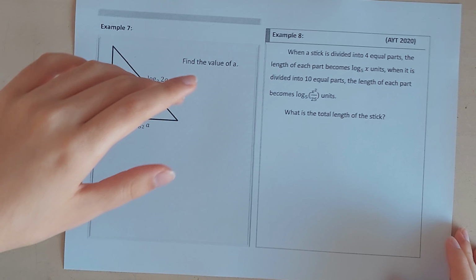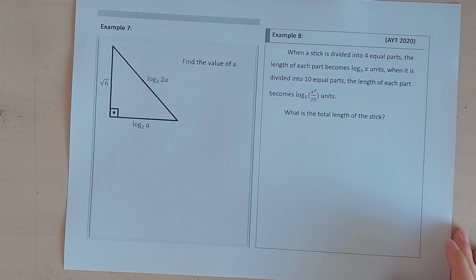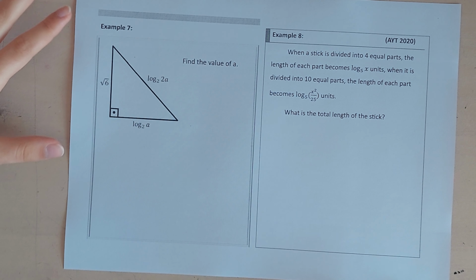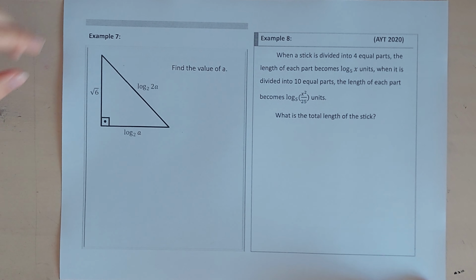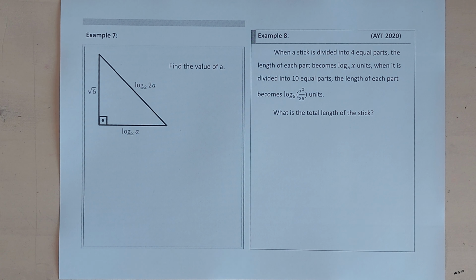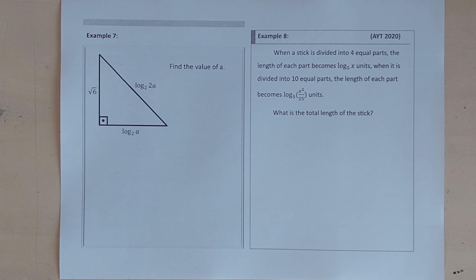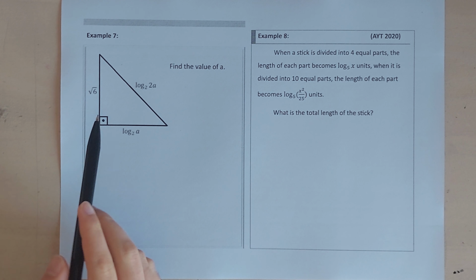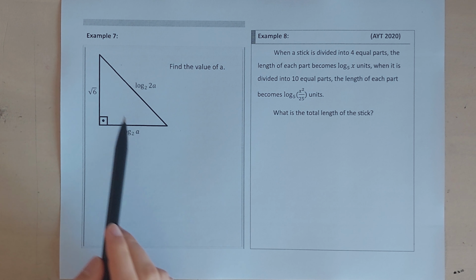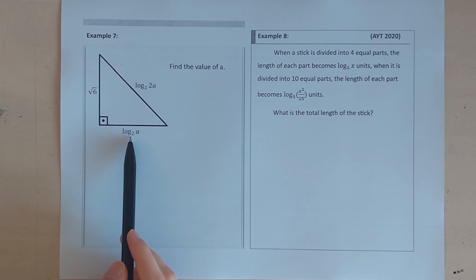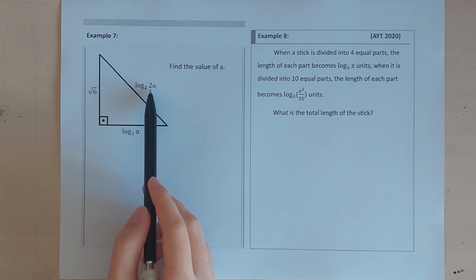And the last page, there are only 2 questions left. Let's take a look at example 7. Example 7, find the value of a. We are given a right triangle, and all of the sides of the right triangle. Here is square root of 6, here is logarithm of a to the base of 2, and logarithm of 2a to the base of 2.